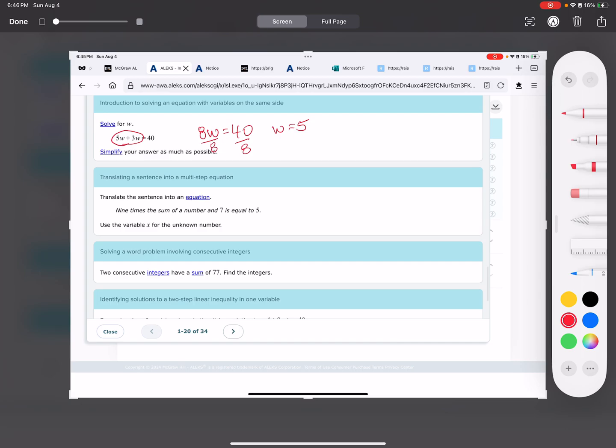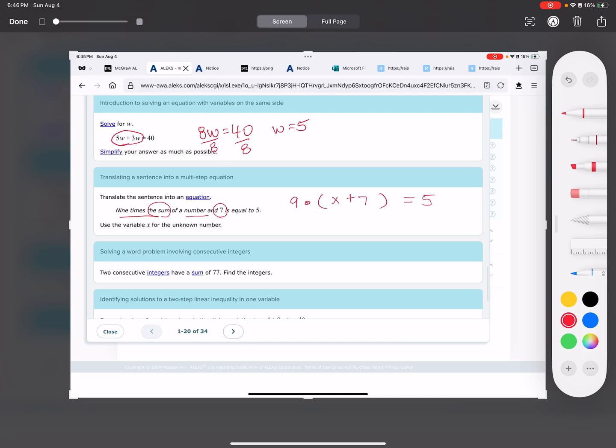Translate into an equation. 9 times... Okay, so I'm going to put 9 times. Then it says the sum of. Whenever you see the sum of, the difference, or something, you know you're going to do something here. So the sum means you're going to add the sum of a number, so a number, and 7. And we're saying all of this is equal to 5. That's it.